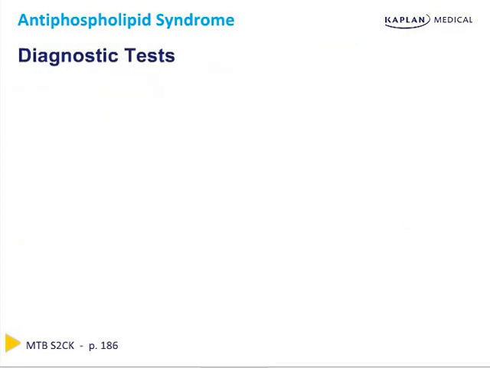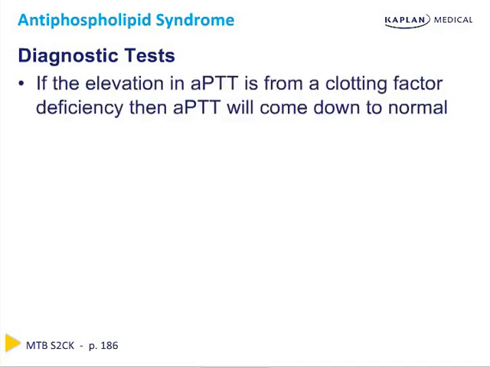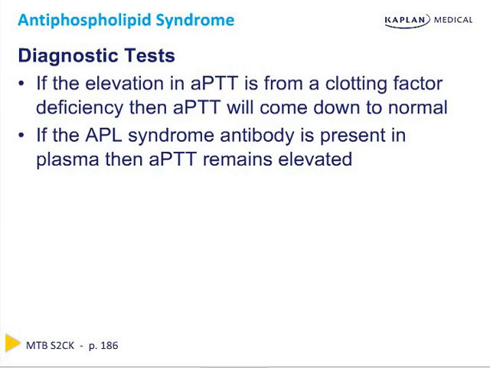Now I want to go over the mixing study. In a mixing study, as I mentioned, you mix normal plasma with the patient's plasma. You're expecting the PT and PTT to correct. If the elevation in PTT is from a clotting factor deficiency, then the PTT will come to normal upon the mixing study. With antiphospholipid syndrome, the antibody is present in the plasma. Therefore, even normal plasma will become inhibited, and therefore the PTT will remain elevated.